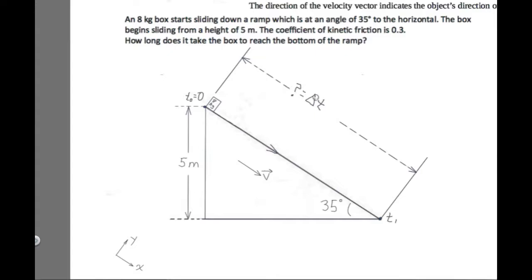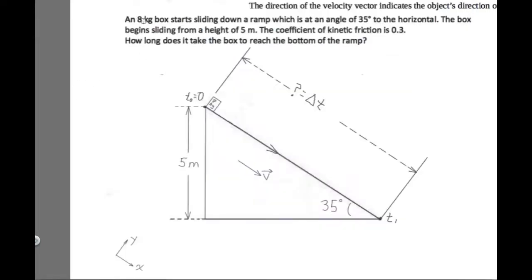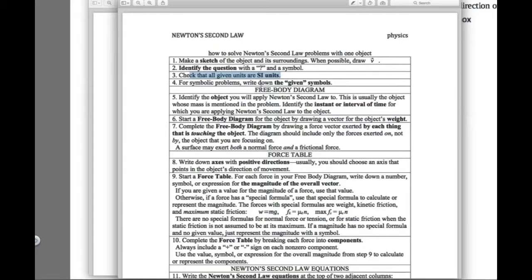And notice that by building this into the sketch, we can make clear that this is the delta t between when the box is in this position and when the box is in this position. So when possible, build information and the question into your sketch. Check that the units are SI units. Kilograms is SI units. Meters is SI units. This problem is numeric, not symbolic, so we can skip this step.